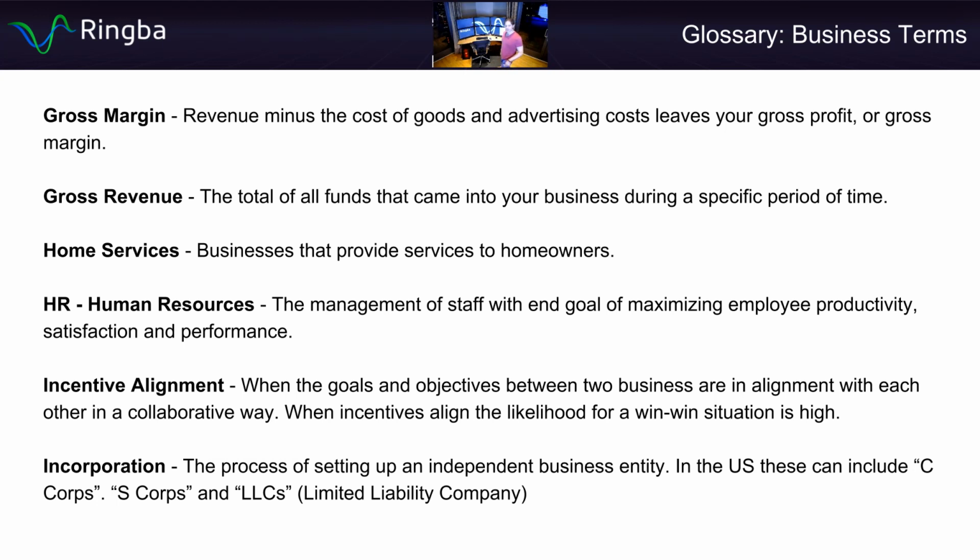Incorporation. This is the process of setting up an independent business entity. And in the United States, these can include C Corps, S Corps, LLCs, and LPs, limited partnerships. All these different entity types are just different ways that you can optimize your tax structure and liability. And so I highly recommend that you talk to an accountant and a lawyer before you go and incorporate. Not necessarily to do the work for you.